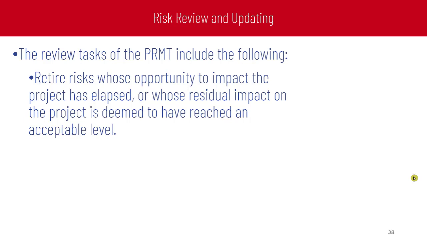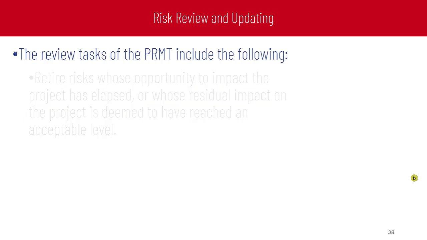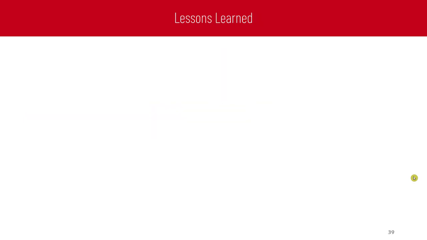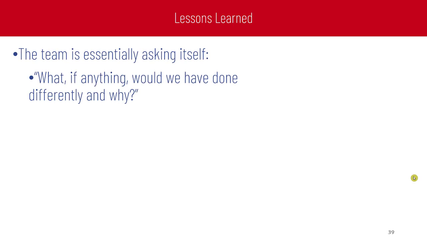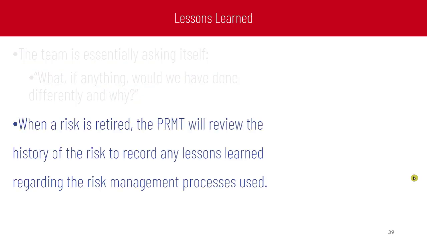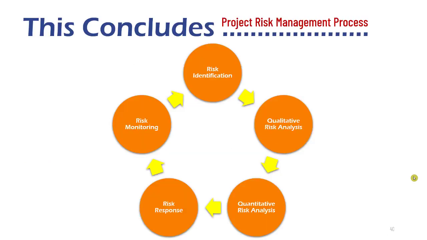Retire risks whose opportunity to impact the project has elapsed, or whose residual impact on the project is deemed to have reached an acceptable level. Lessons learned: the team is essentially asking itself, what, if anything, would we have done differently and why? When a risk is retired, the project risk management team will review the history of the risk to record any lessons learned regarding the risk management process used.